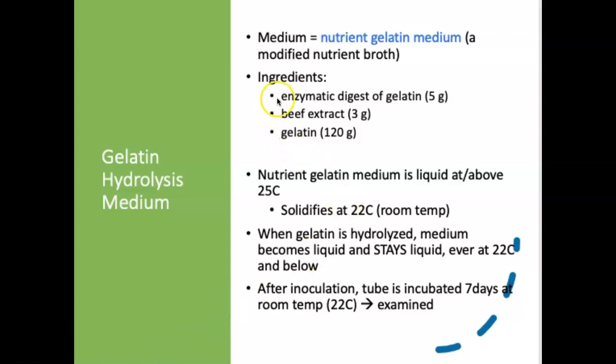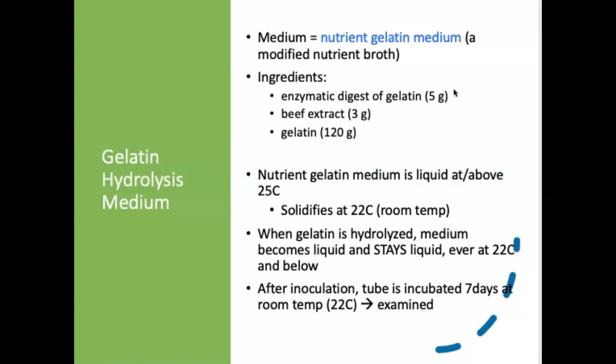It also contains a digest of gelatin. We saw something like this when we talked about peptone being in other culture media. Remember, peptone is a partial digest of various proteins. So peptone is a very generic term that refers to sort of bits and pieces of protein. This gelatin hydrolysis medium also has a digested bit of gelatin in it, partially digested.